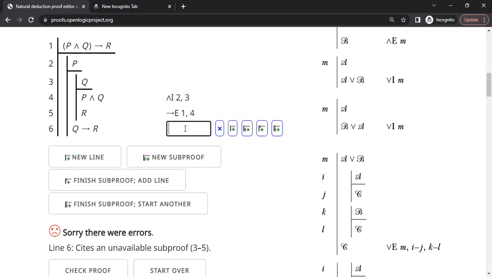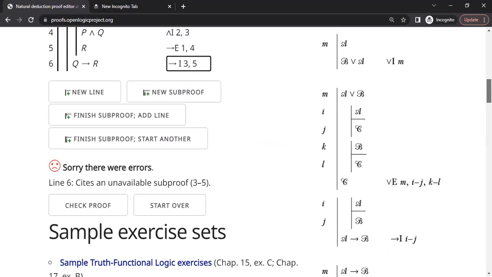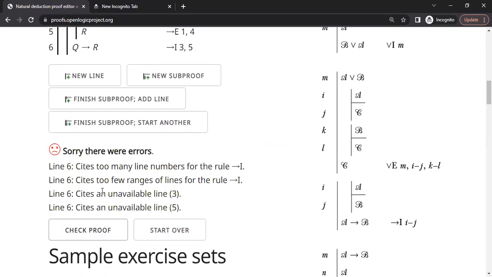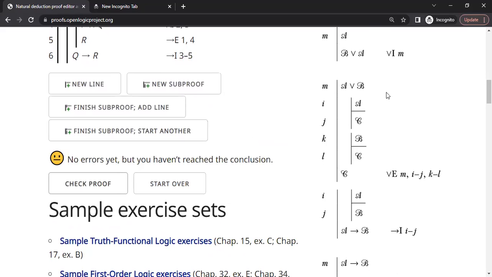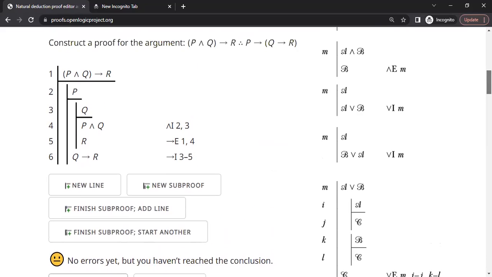Now I'm introducing the implies rule through line number 3 and 5. Implies introduction through line number 3 and 5. Now it should be free of errors. Let's check that. Hopefully it goes away. Oh, no. Cites too many. Oh, I made a mistake here. I should say 3 through 5. Okay. Yeah, very good. So far, everything seems to be working fine.